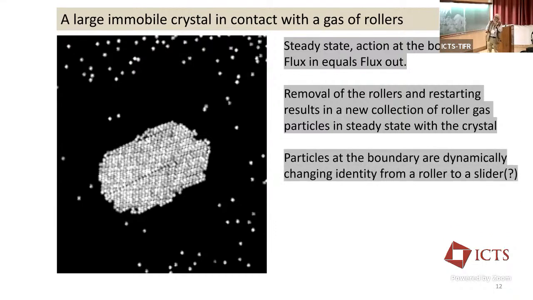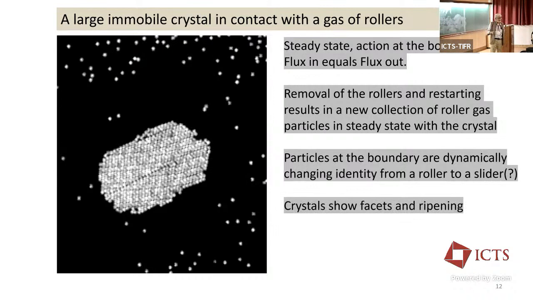So the particles at the boundary are changing identity, and this is not completely correct, from a roller to a stationary one, because the stationary ones aren't doing anything. So calling them a slider doesn't make sense, except later, as I'll hopefully be able to show you. You always have just one. Here it is. It shows ripening. I have stopped calling it Ostwald because that's getting too far. And it always has facets.